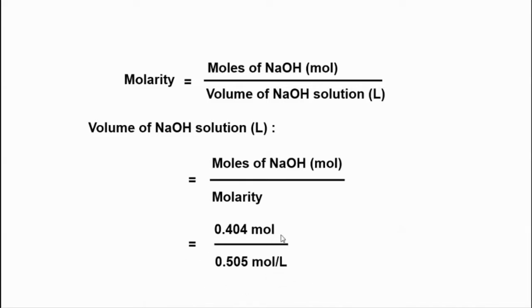So we calculate these two, and we are going to get 0.08 liters. This is the volume of sodium hydroxide solution, and since the question wants us to determine the volume in liters and also in milliliters, if we convert from 0.08 liters to milliliters, we are going to get 80 milliliters of sodium hydroxide solution.